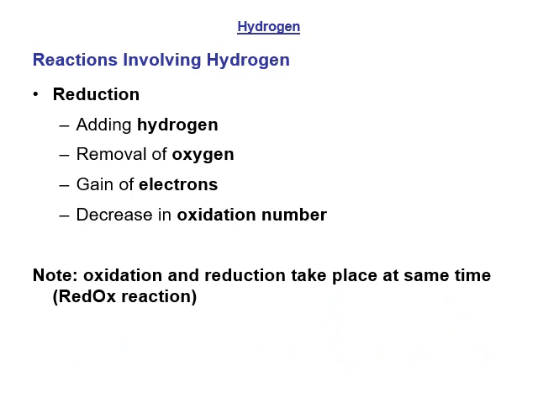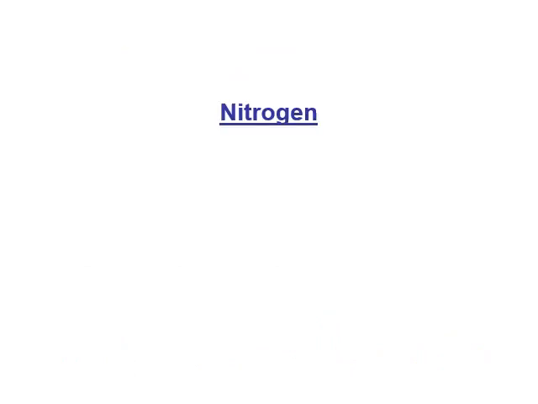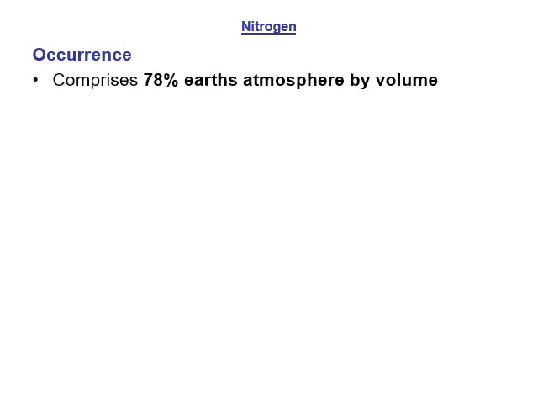The next element we're going to look at is nitrogen. Now, nitrogen is important to us because this is the element that formaldehyde and glutaraldehyde interact with to cross-link proteins. It is also the most abundant element in the Earth's atmosphere by volume.